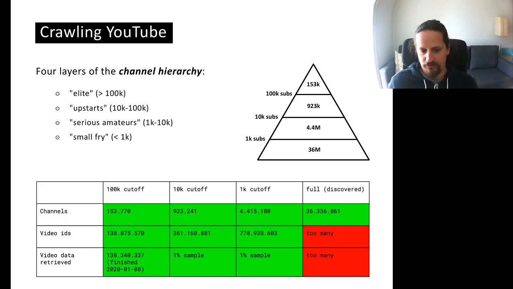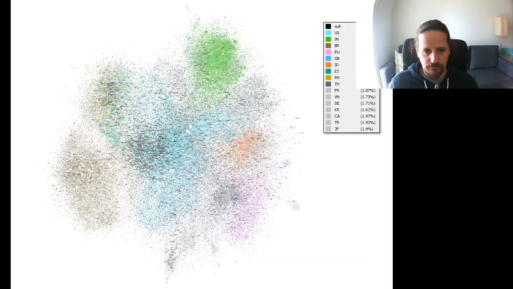Even if we know nothing else, this gives us some sense of scale. And then if you look at the table at the second row, the video IDs, this basically gives you an idea how many videos these channels published. So the elite, what we call the elite, the channels above 100,000, have published almost 140 million videos in their lifetime, right? Whereas the 4.4 million have only 780 million. I mean, that's more, of course, but if you think per channel, you can really see that it's the elite that really does dominate YouTube, not just in terms of subscribers, but also in terms of views and in terms of content made, right?